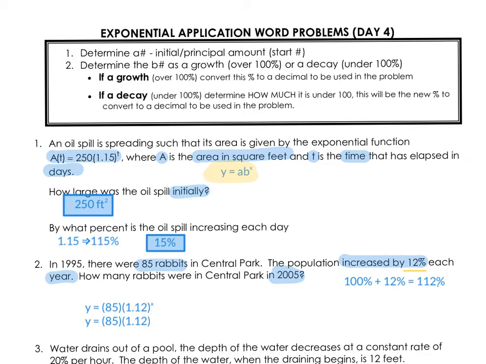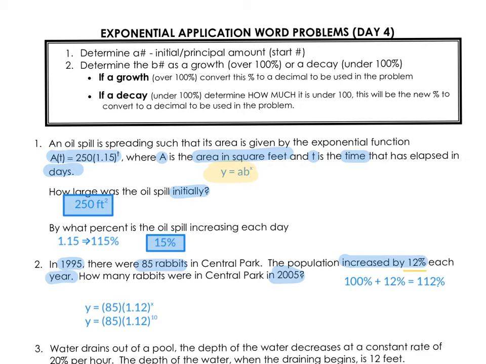This time we're asking for 2005, so I have to think about that. In 2005, this started in 1995. So how many years have passed from 2005? If this started in 1995, that would be 10. So that tells me that in my exponential equation, I'm going to plug in a 10 for the x, the amount of time.